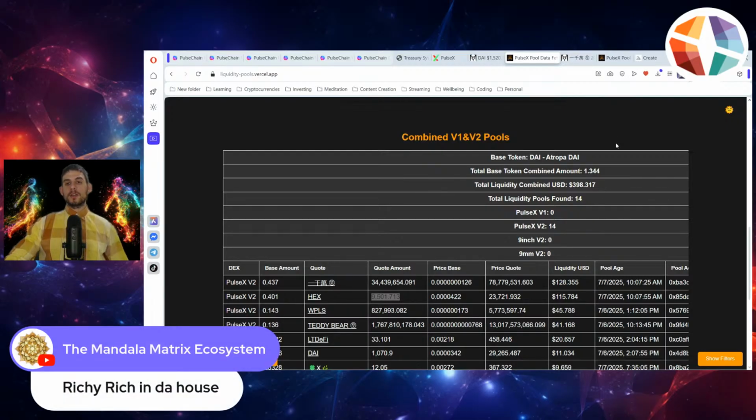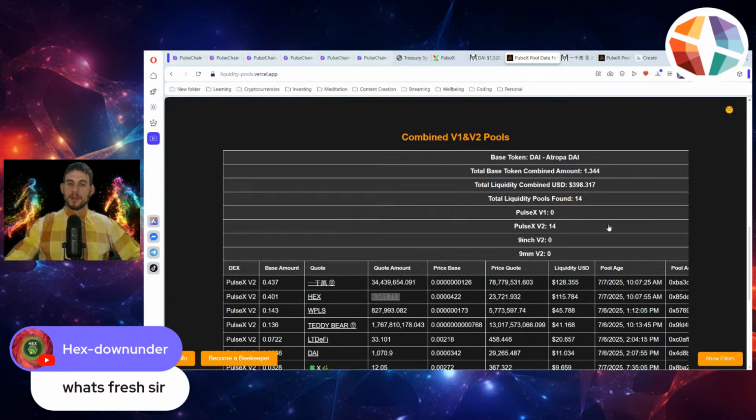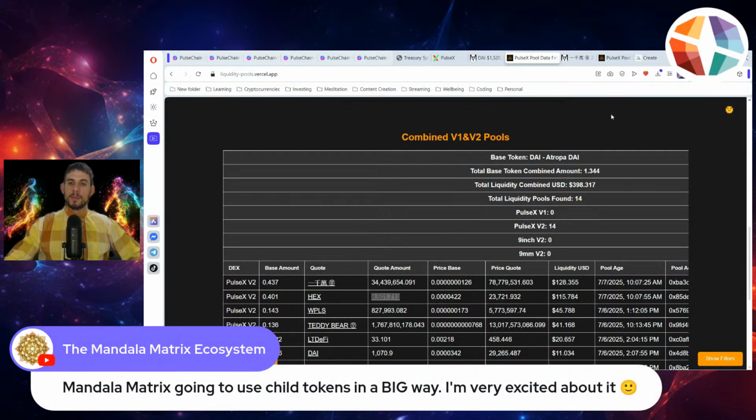Mandala Matrix ecosystem is Richie Rich. What's going on, Richie? All right. What's going on, Hex Down Under? Mandala Matrix going to use child tokens in a big way. I'm very excited about it.